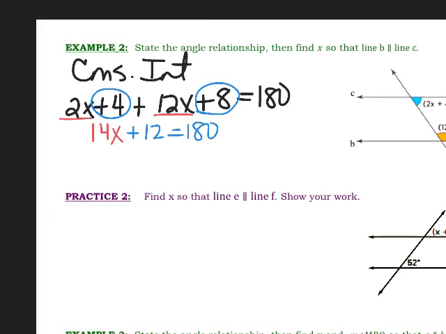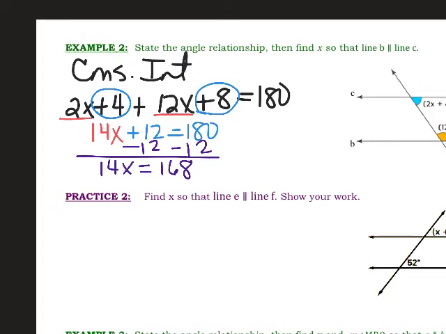Okay, let's subtract 12. So 14x is equal to 168. Okay, now let's divide it.